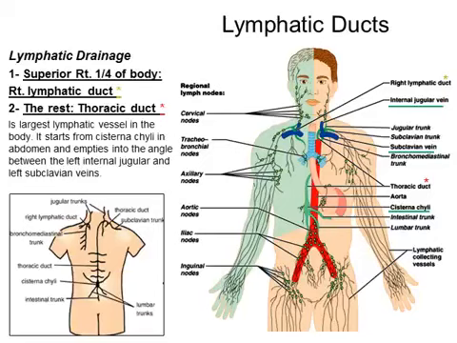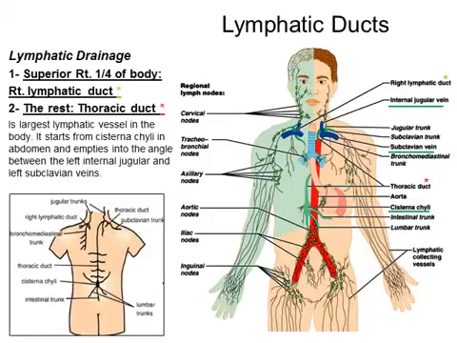It starts from the cisterna chyli, which is a sac-like structure in the abdomen, located to the right of the abdominal aorta. It receives the intestinal and lumbar lymphatic trunks. From the cisterna chyli, the thoracic duct arises and runs to the right side of the aorta, passes through the aortic opening of the diaphragm, enters the thorax, and then ends in the angle between the left subclavian vein and the left internal jugular. This is the end of the thoracic duct.